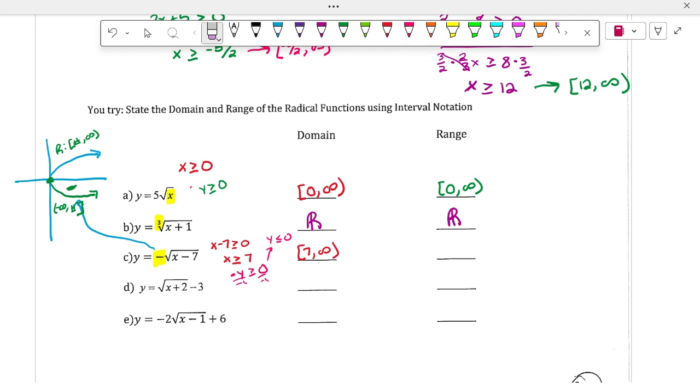All right. So that means we would write this as negative infinity to 0. So you just got to pay attention. If you see that negative, you got to flip the range. The domain stays the same, but you got to flip the range.